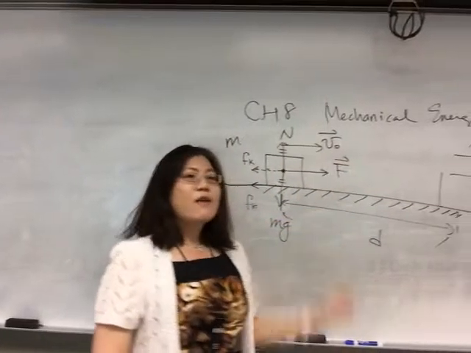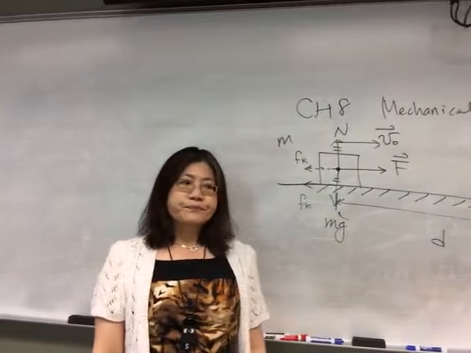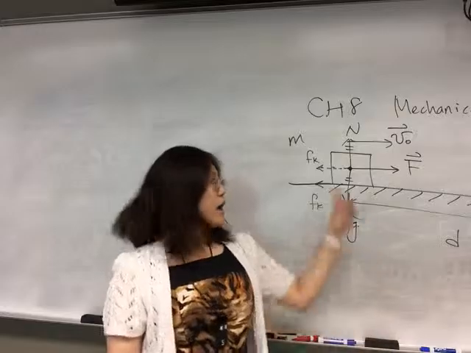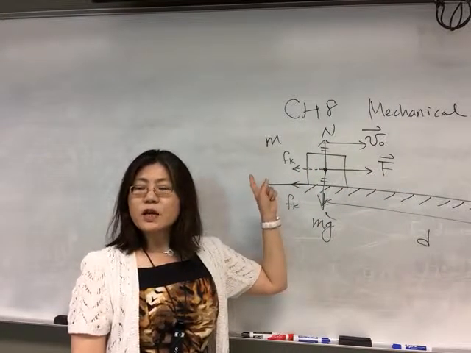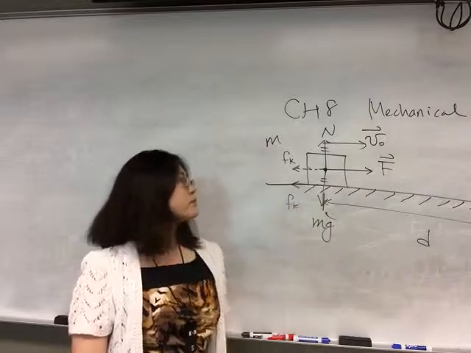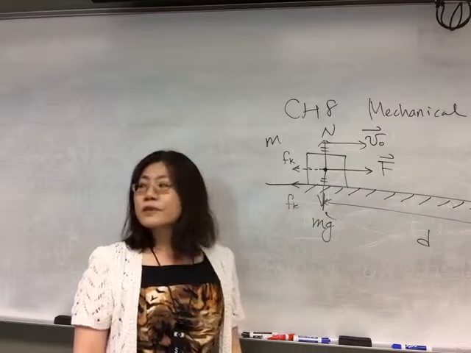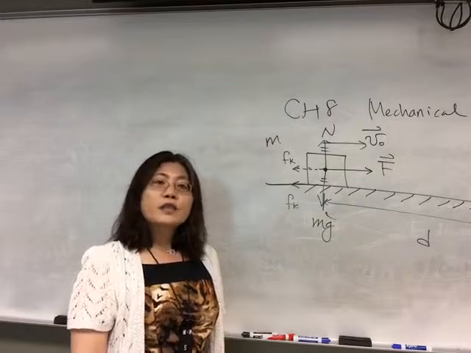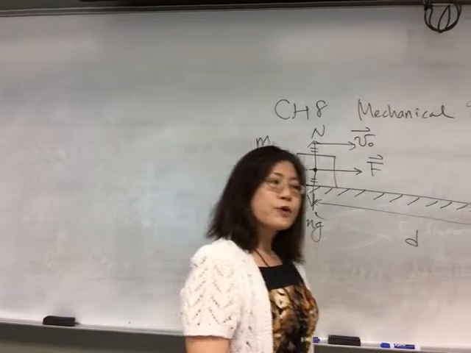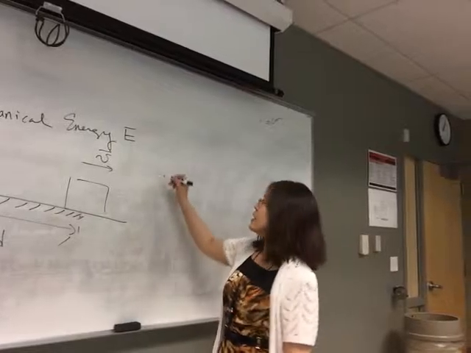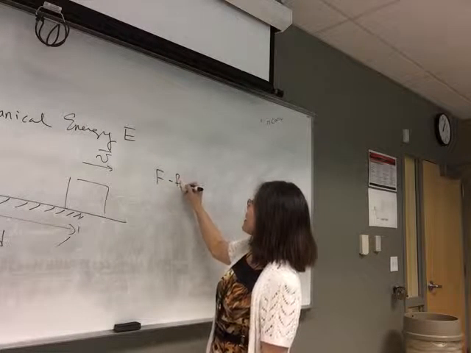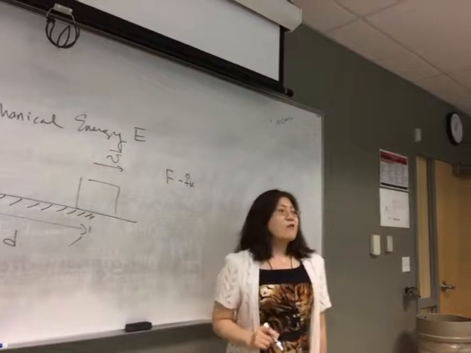Rightward, what is the net force in the rightward direction? You have force that's rightward, you have frictional force that's leftward. What is the net force along the horizontal direction? F minus friction, right? So that's the net force. The net force that the block experiences in the horizontal direction will be the force minus Fk. So this is the net force.